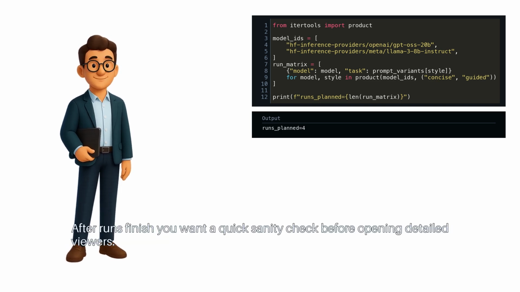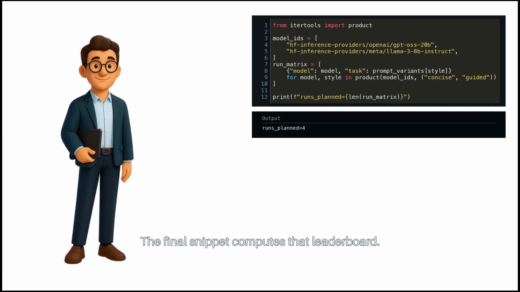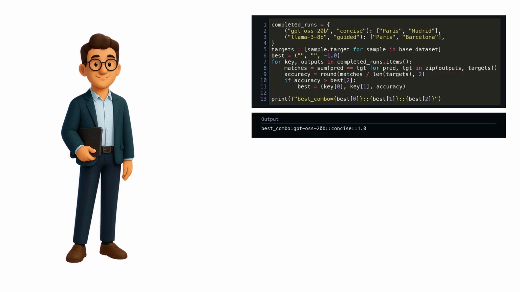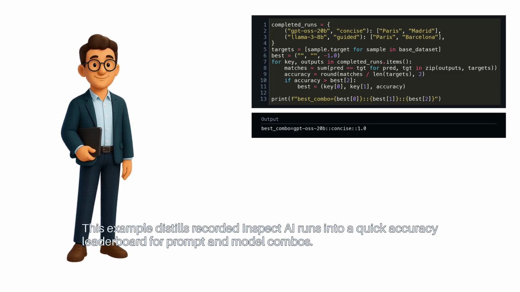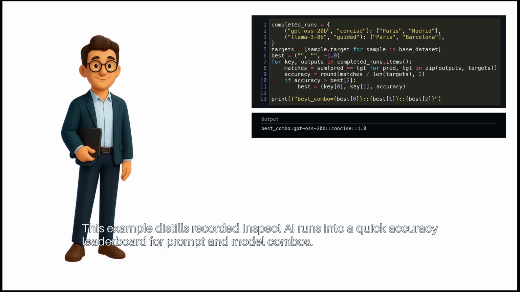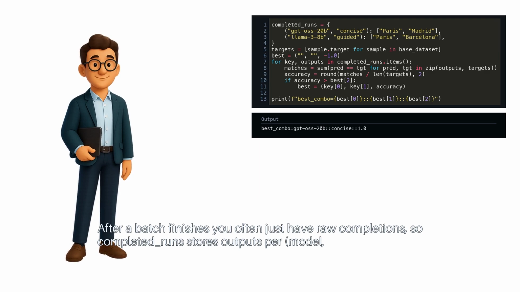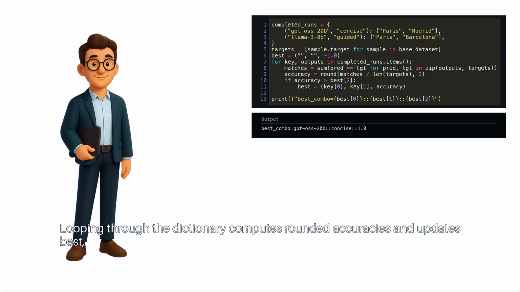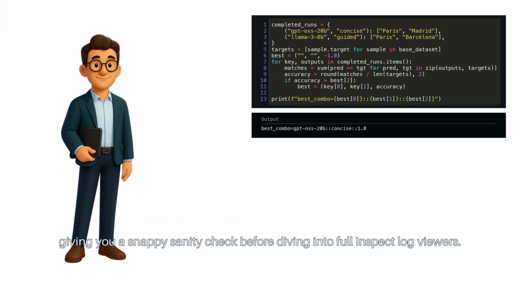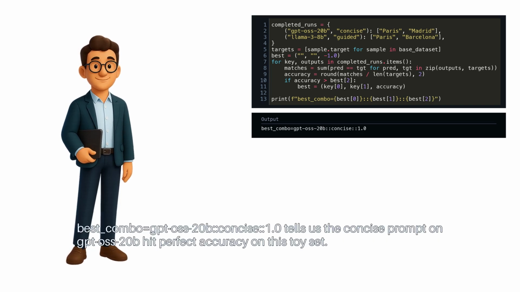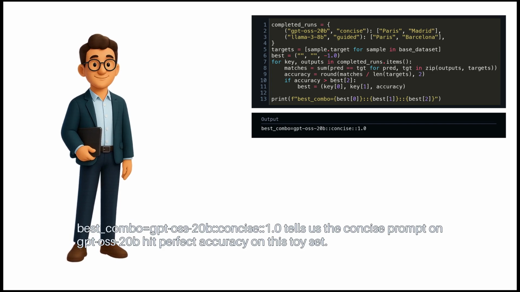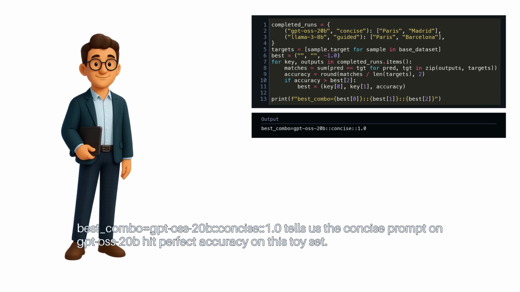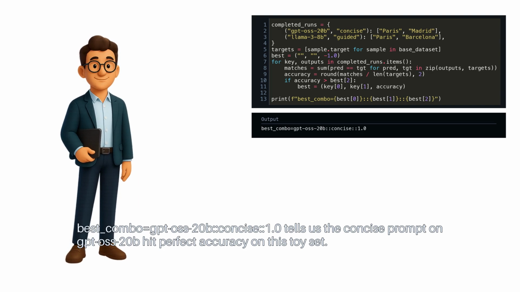After runs finish, you want a quick sanity check before opening detailed viewers. The final snippet computes that leaderboard. This example distills recorded inspect AI runs into a quick accuracy leaderboard for prompt and model combos. After a batch finishes, you often just have raw completions. So completed runs stores outputs per model style, while targets pulls the shared gold answers from base dataset. Looping through the dictionary computes rounded accuracies and updates best, giving you a snappy sanity check before diving into full inspect log viewers. Best combo, GPT-OS20B. Concise 1.0 tells us the concise prompt on GPT-OS20B hit perfect accuracy on this toy set.